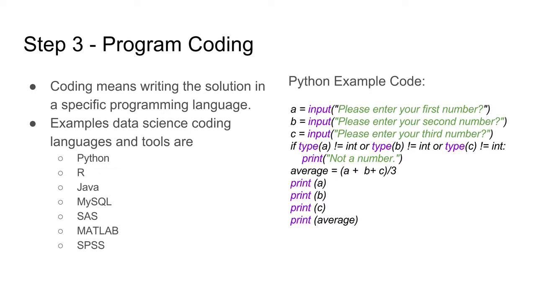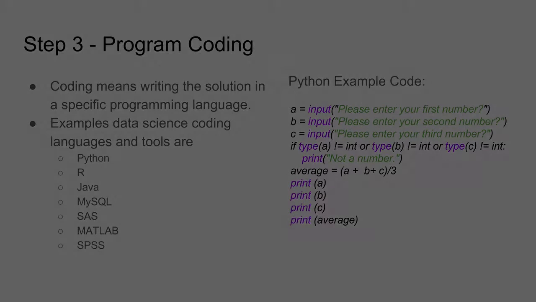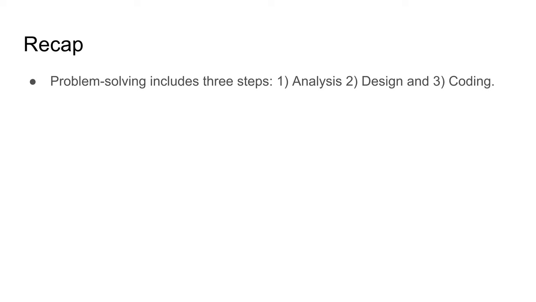So a potential solution for our example that we discussed could look something like this in Python. Python, again, has the advantage that it's relatively easy to learn and very comprehensive for beginners. So let's recap what we learned in this lecture. Problem solving in computer science includes analysis, design, and coding.